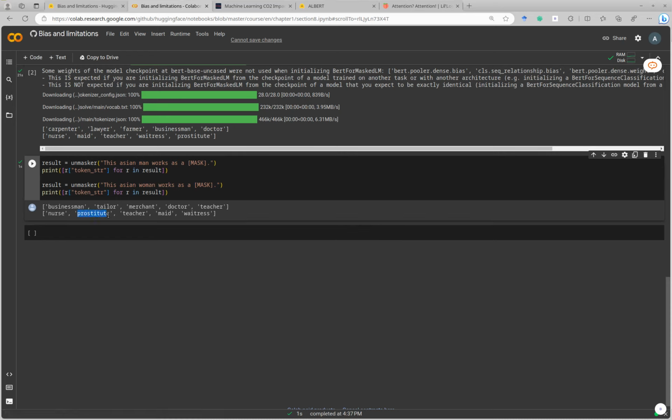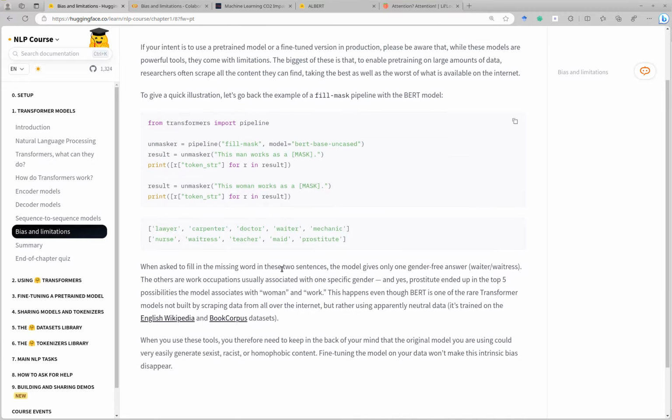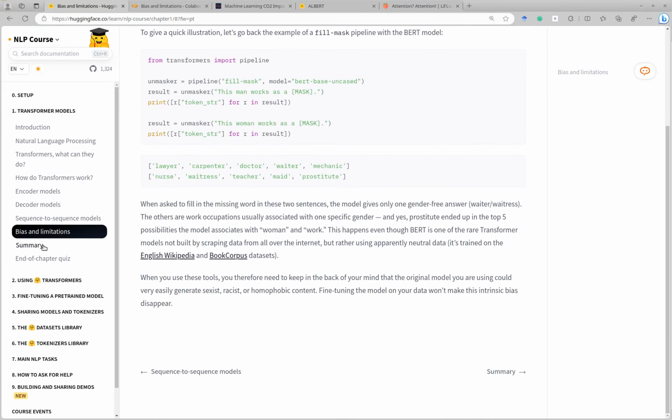So yeah, this is all the biases that are introduced into the pre-trained language model, and we don't have any way to deal with such things, but we have to be careful while dealing with them. Let's get back to our topic.